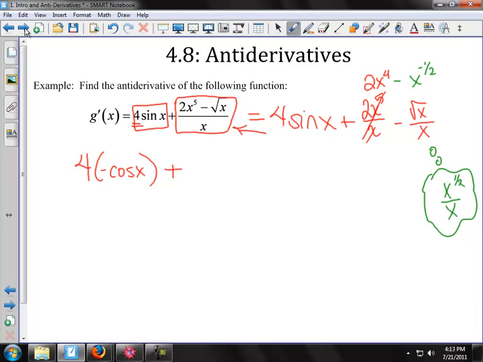Okay, so now we get to take the antiderivative using the power rule. So we're going to just bring that 2 along, and then x to the 4th becomes x to the 5th, bump the power up by 1, divided by 5. And x to the negative 1/2 becomes x to the 1/2, bump the power up by 1, divided by 1/2. And then at the end, we put that plus c, because we don't know if there was a constant or not.